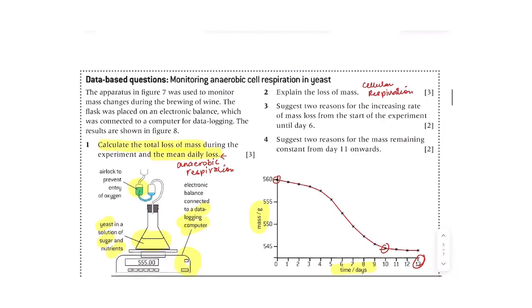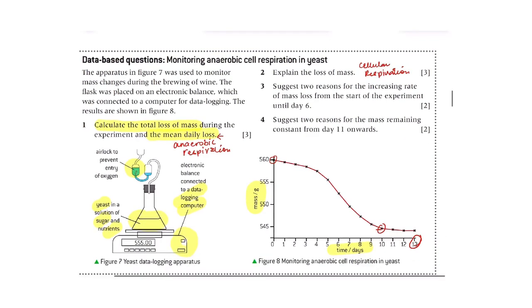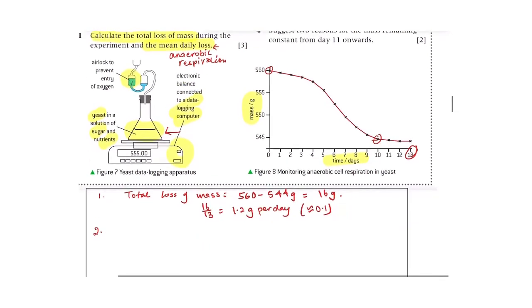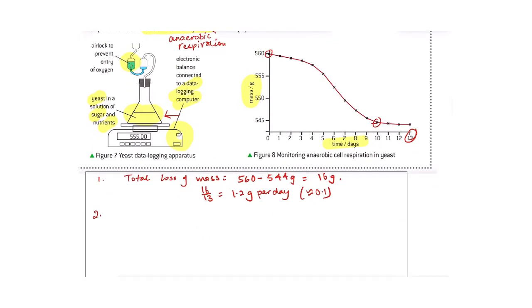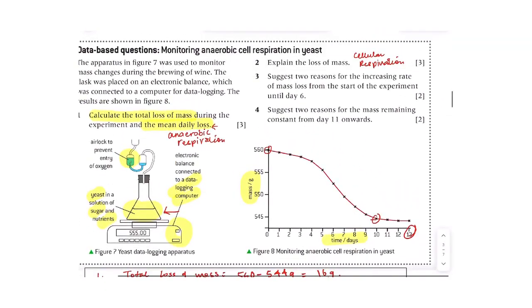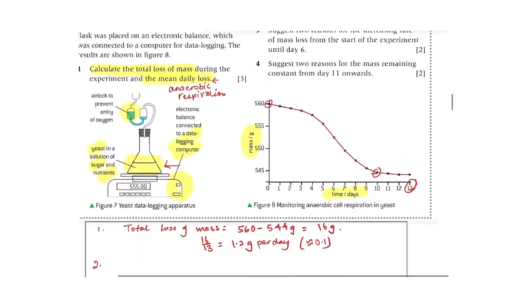Second question, explain the loss of mass. So why is there a loss of mass in the solution? This setup is having a loss of mass, you have to explain. How many marks is the question? This is a 2-mark question. Again, sorry, this is a 3-mark question, so we need to have 3 marks.